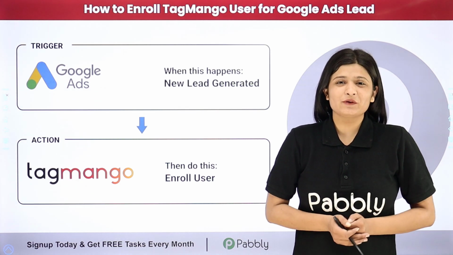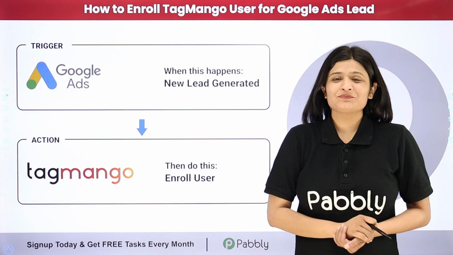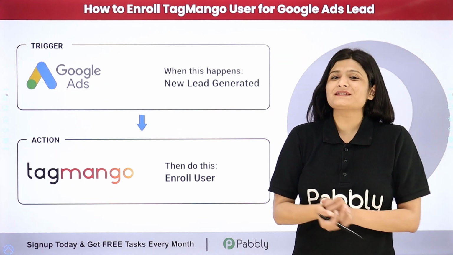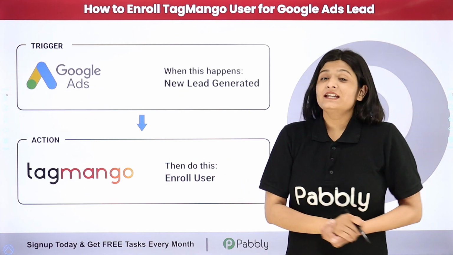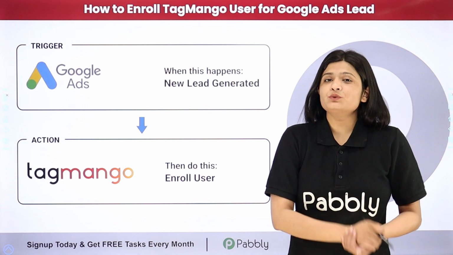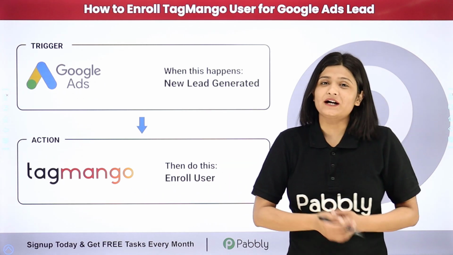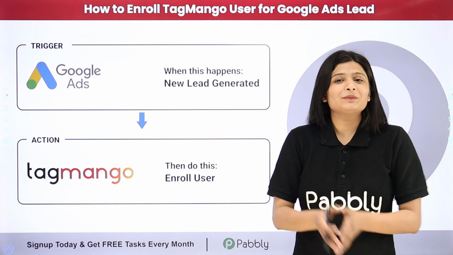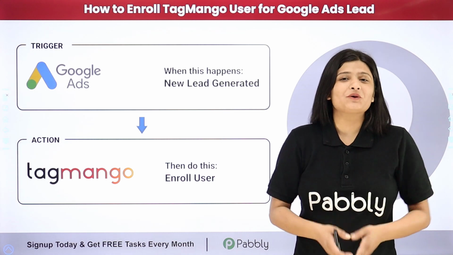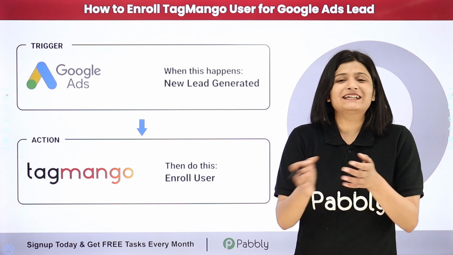In this video, we are going to learn how to enroll TagMango user for Google Ads lead. So let's suppose I am running a coaching business and I am collecting all my leads with the help of Google Ads. Now I want that whenever I receive a new lead, it should be automatically enrolled as a user in my TagMango account. Now doing this manually will be a very tedious and time consuming task, so I am completely going to automate this process, and to do this automation I am going to use Pabbly Connect.